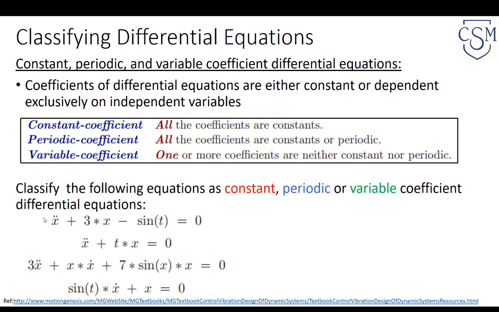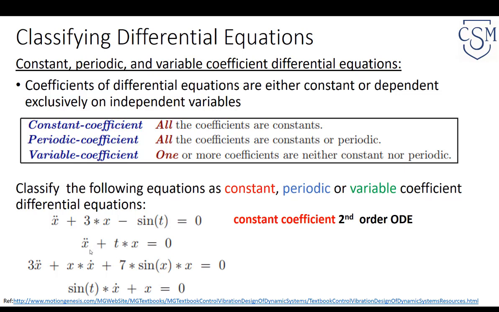In this first set of equations, we have a 1 in front of the second time derivative of x, and we have a 3 in front of the x variable. x here is the dependent variable on time, our independent variable. Both of these are constant coefficients in front of the x terms, therefore this is a constant coefficient second order differential equation.